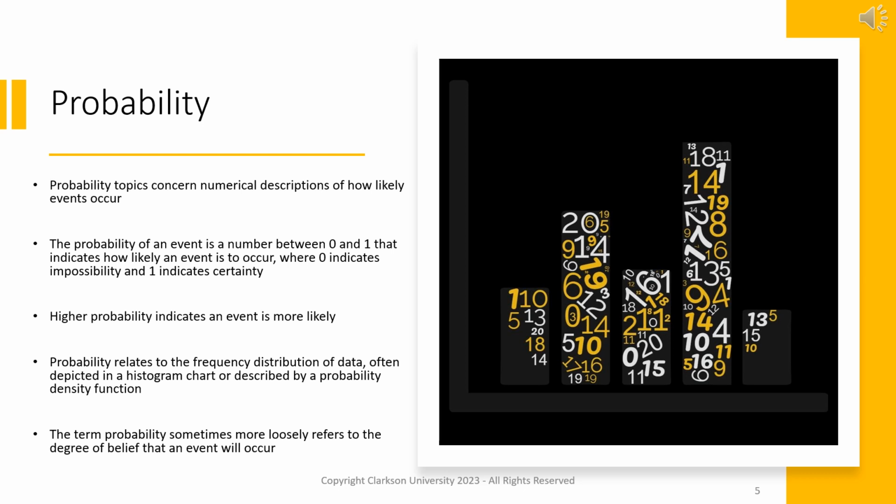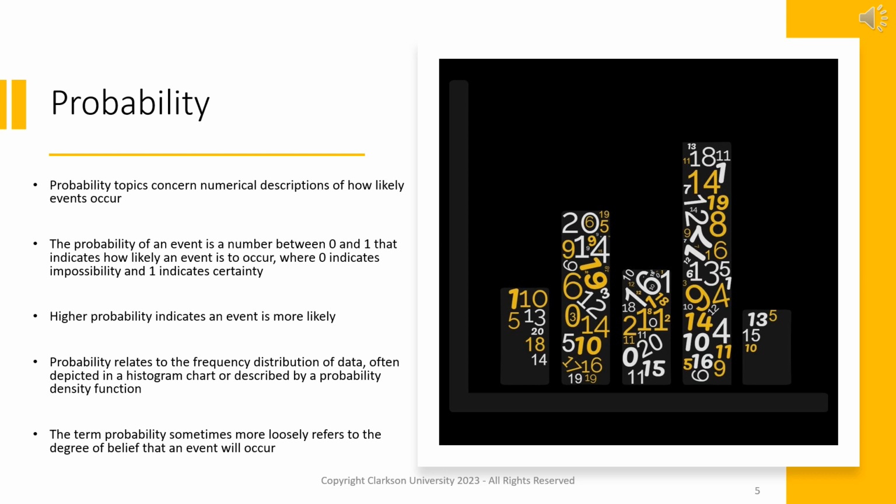Probability topics concern numerical descriptions of how likely events are to occur. Sometimes the term probability is used more loosely, though, perhaps to refer to the degree of belief that an event will occur, or even sometimes as a metric. More formally, the probability of an event is a number between 0 and 1 that indicates how likely an event is to occur, where 0 indicates impossibility and 1 indicates certainty. Higher probability, of course, means an event is more likely to occur.